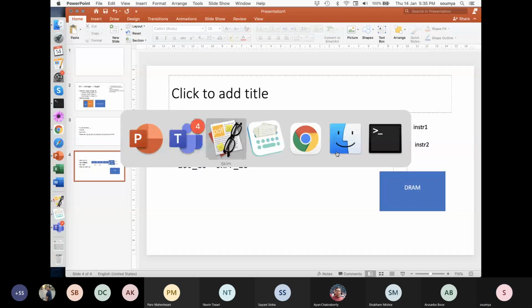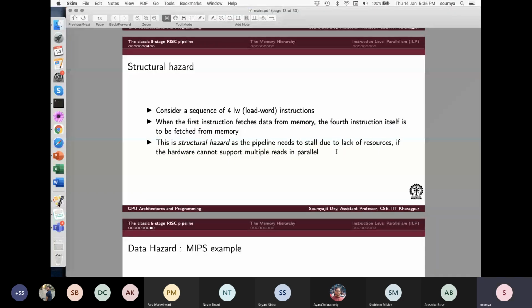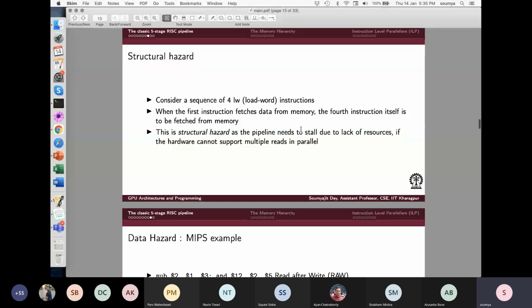So that's about the structural hazard. The pipeline is stalling due to lack of resources. The hardware cannot support multiple reads in parallel. So if I have to alleviate this hazard, I have to play with the structure of the system. That is one fundamental reason why we call it a structural hazard.